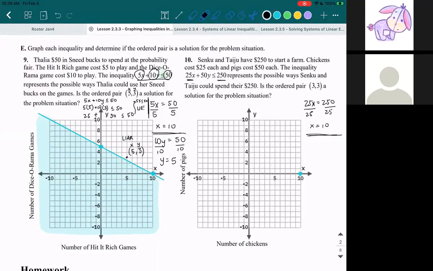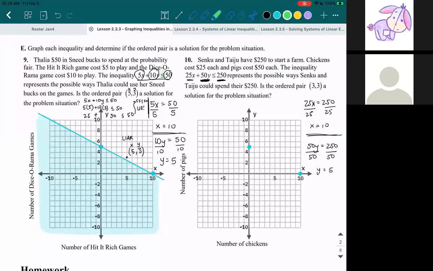Let's do the y-intercept now. So for the y-intercept on our equation, if you could just guide your eyes back to the equation, you want to focus on the 50y and the 250. So 50y equals 250. Then you divide both sides by 50. That will give us y is equal to 5. So over on your graph, you can put the point with a y-intercept at 5.